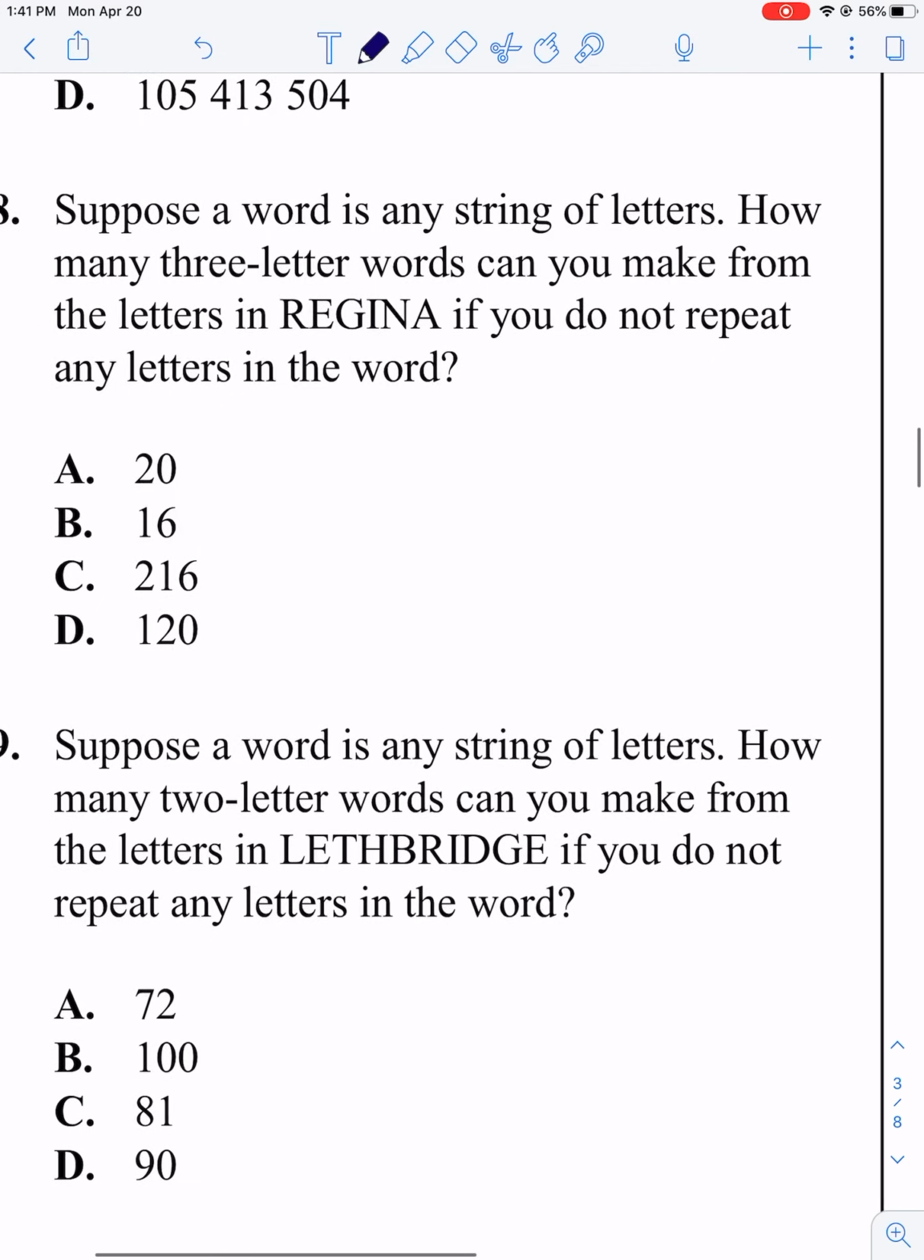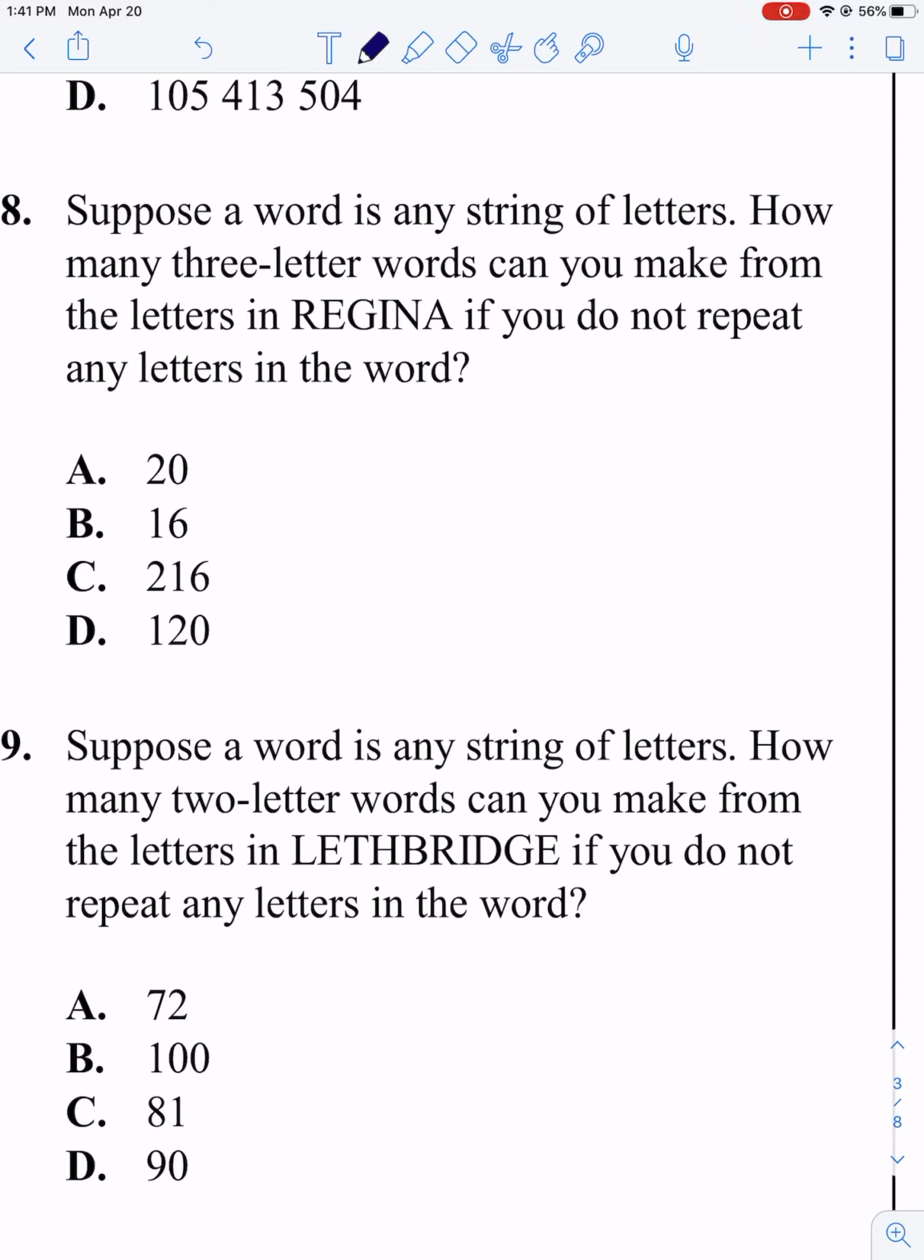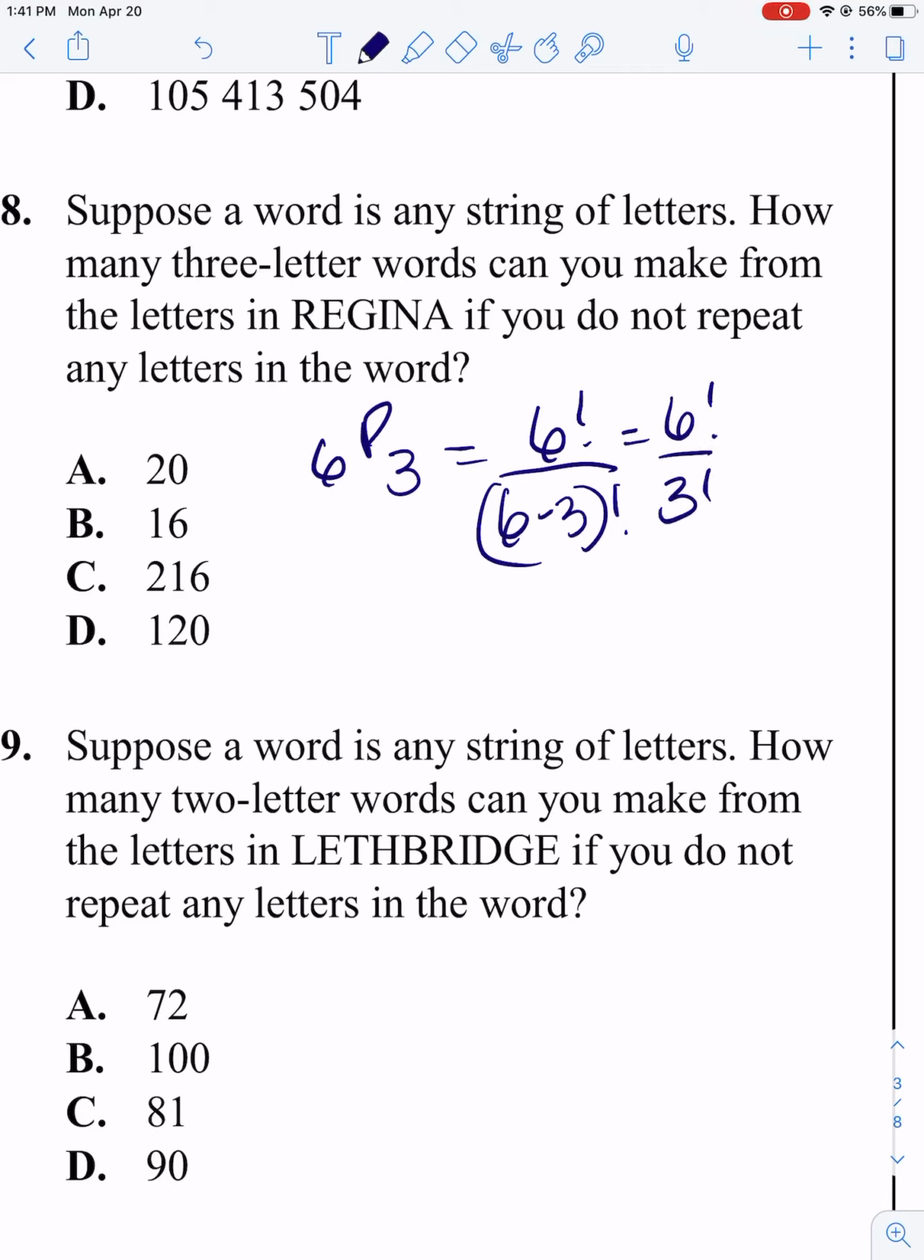Number 18. Suppose a word is any string of letters. How many 3-letter words can you make from the letters Regina if you don't repeat? And so the thing about Regina is it doesn't have any repeaters. So that's going to be 6p3. You have 6 letters, pick 3. So that's going to be 6 factorial over 6 minus 3 factorial, which is 6 factorial over 3 factorial. 6 times 5 times 4 times 3 factorial over 3 factorial. Leaves me 6 times 5 times 4. 6 times 5 is 30 times 4 is 120.